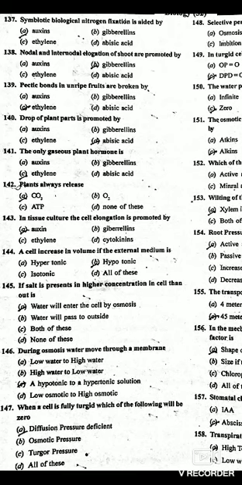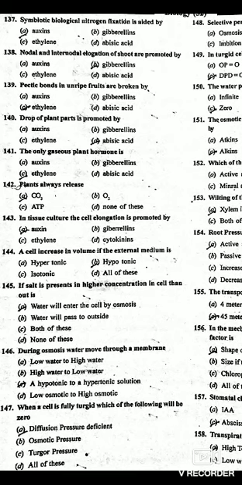141, the only gaseous plant hormone is option C, ethylene. 142, plants always release option A, CO2. 143, in tissue culture the cell elongation is promoted by option A, auxin. 144, a cell increases in volume if the external medium is hypotonic.